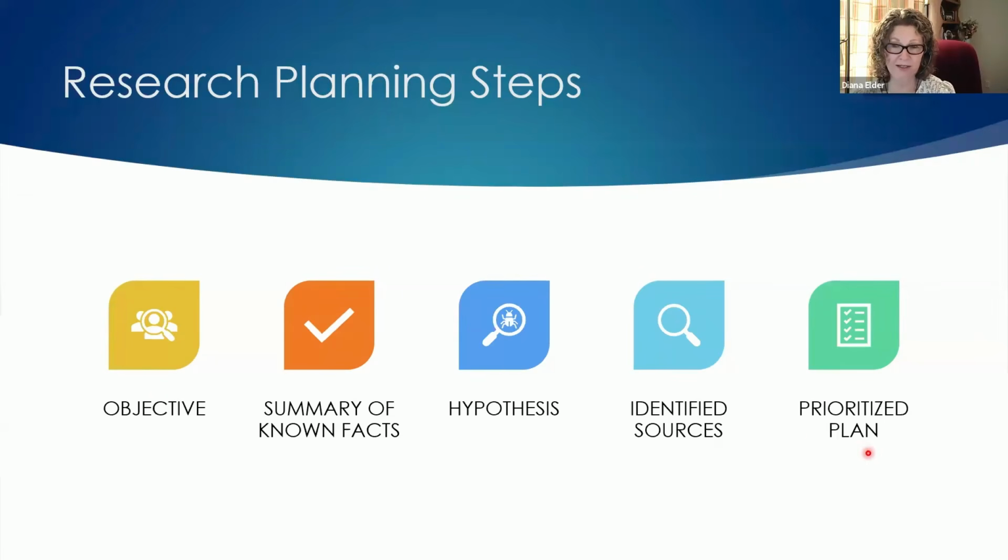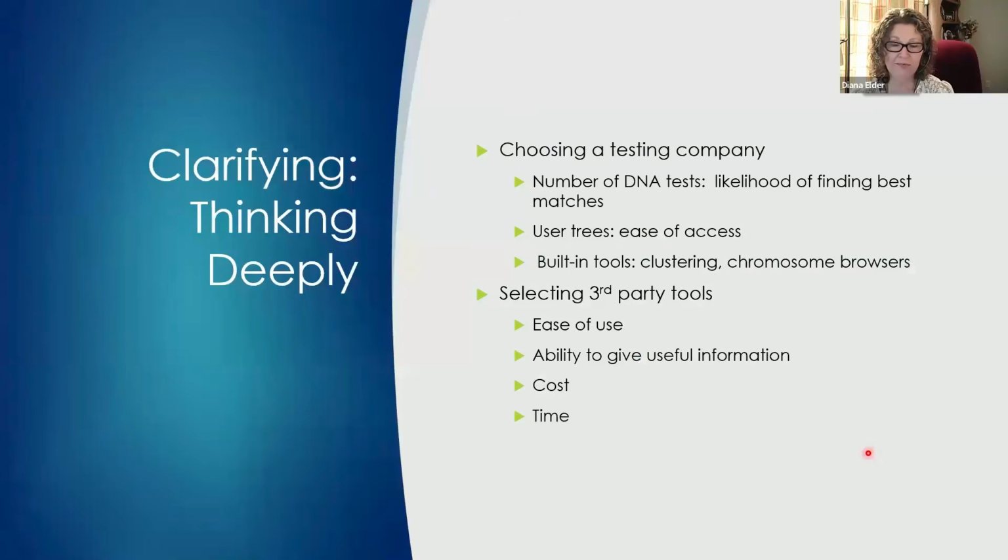And from that, we're going to prioritize. So going back to this idea of clarifying and thinking deeply on a project, some of the things we want to consider when we're thinking deeply about how to do DNA and prioritize, we really want to think about which testing company are we going to work with. Do we set ourselves sometimes an overwhelming task, like look at the matches for this ancestor on all the testing companies and look for all the best matches? Well, that's kind of overwhelming with so many to look at.